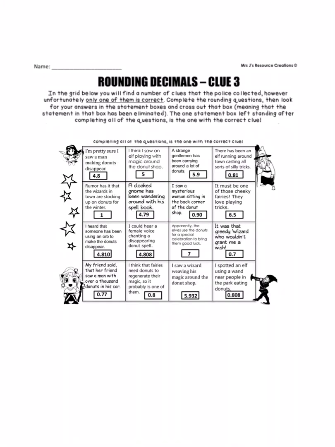We're going to complete the rounding questions and then look for your answers in the statement boxes and cross out that box, meaning that the statement in that box has been eliminated. The one statement box left standing after completing all of the questions is the one with the correct clue. So when we take a look at these statements, such as, "I'm pretty sure I saw a man making donuts disappear," we don't know yet if this is a true statement or not. Our job is to potentially eliminate that clue by solving problems. So let's go ahead and get started.